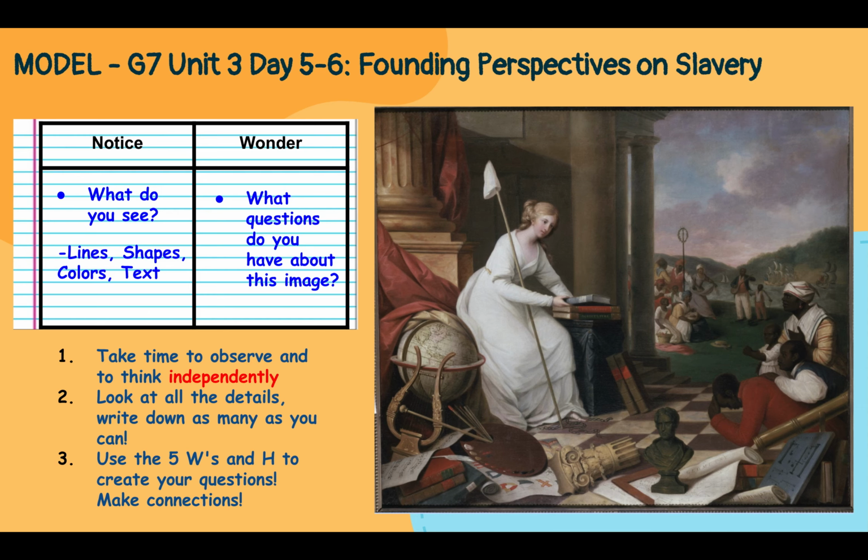So when we're looking at the image, we don't want to share our ideas right away because we want to take the time to observe and think independently. We want to see what we are able to come up with first and write down as many details as we can by looking at that visual resource. Then use the 5 W's and an H to create your questions. Who, what, when, where, why, and how.